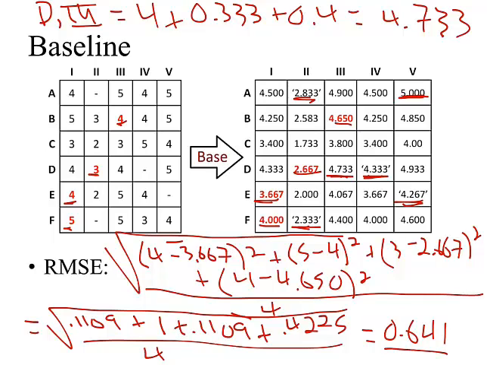And in the same manner, we can compute the RMSE on the training set to be 0.607. So that would be for the training set, whereas this is for the test set.